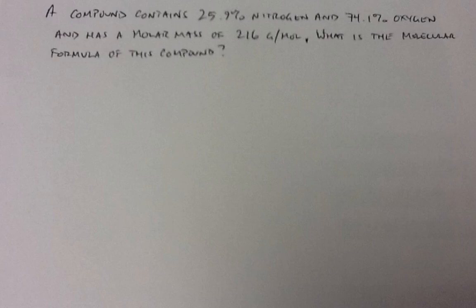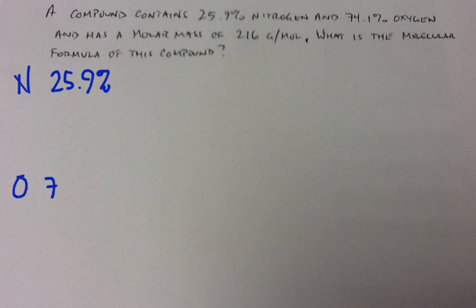So here we go. Here's a problem. A compound contains 25.9% nitrogen and 74.1% oxygen and has a molar mass of 216 grams per mole. What is the molecular formula of this compound? I'll start this out by writing exactly what I have. I have nitrogen, 25.9%, and I have oxygen, 74.1%.